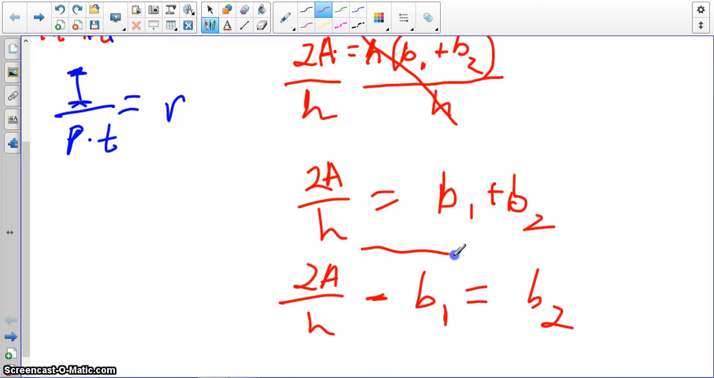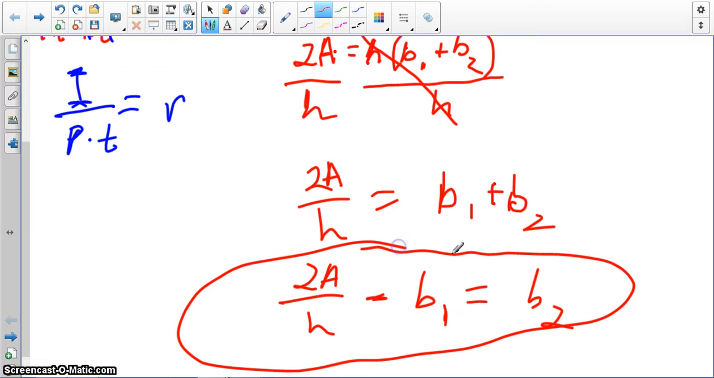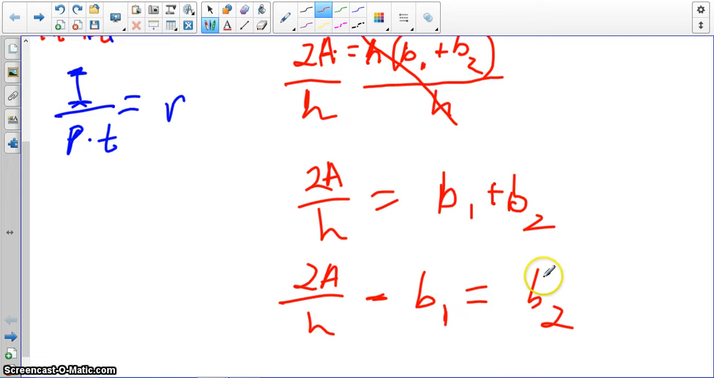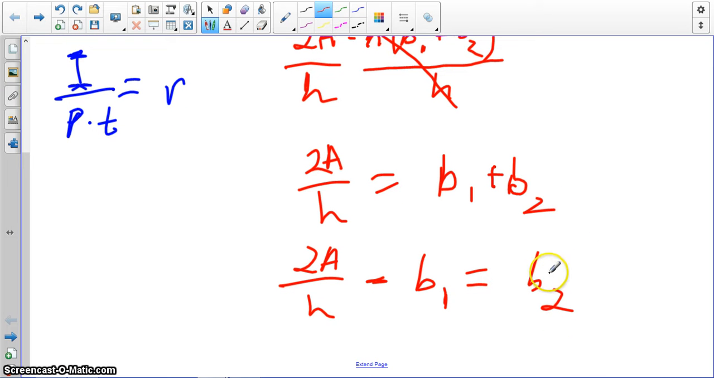All right, and so there you go. That's the answer. Oh, that's hideous, I'm going to pretend that didn't happen. So solve for b2 means get b2 by itself, and voila, b2 is by itself. b2 equals all this stuff.